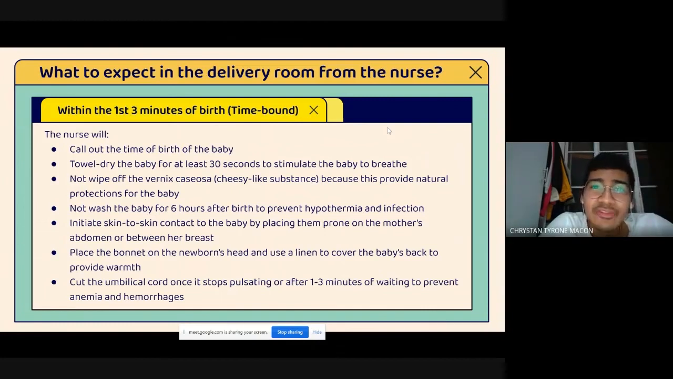So pang-apat naman ay after na punasan ni mother si baby, ay ilalagyan ni nurse si baby ng bonnet at ng lint ng mga kumot upang maiwasan natin malamigan si baby at para naman ma-provide ng init to sa katawan ng baby. So lastly naman, asahan natin gugupitin ng nurse ang umbilical cord ni baby once na nag-stop na to. Or pag di naman nag-stop, within 1 to 3 minutes, pwede na tong i-cut ni nurse, para naman ma-prevent ang anemia at ang hemorrhage.